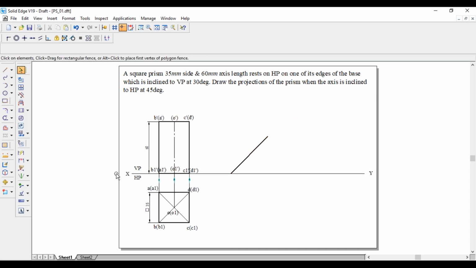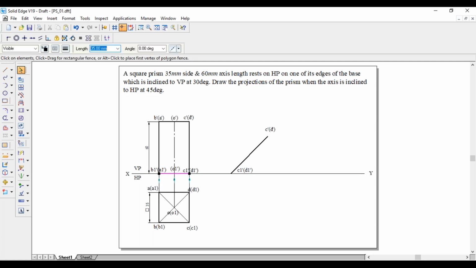So this length will be 60 mm, whereas the angle should be 45 degree. We have drawn this one. After drawing this line, this one is C dash in the bracket D dash, as this one is C1 dash in the bracket D1 dash. After drawing this one, we have to construct a rectangle of this one.